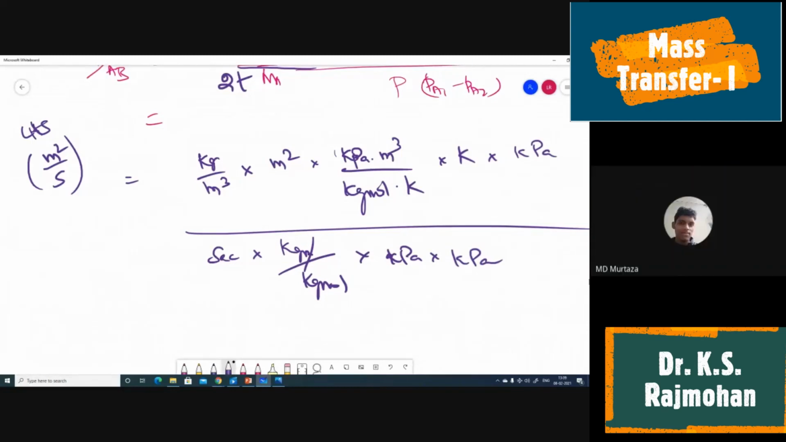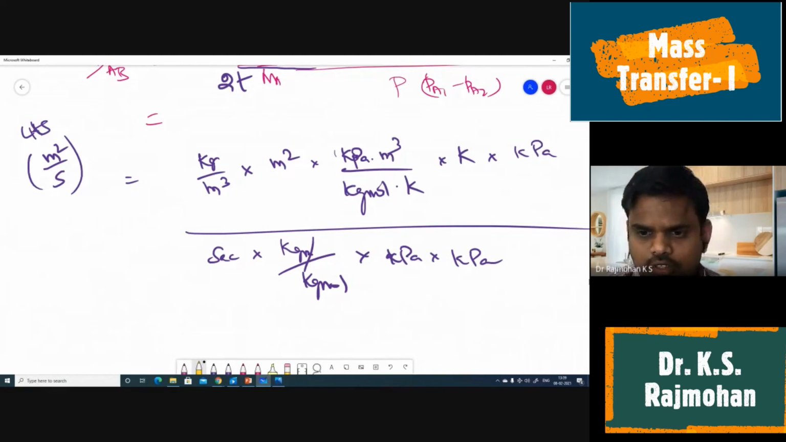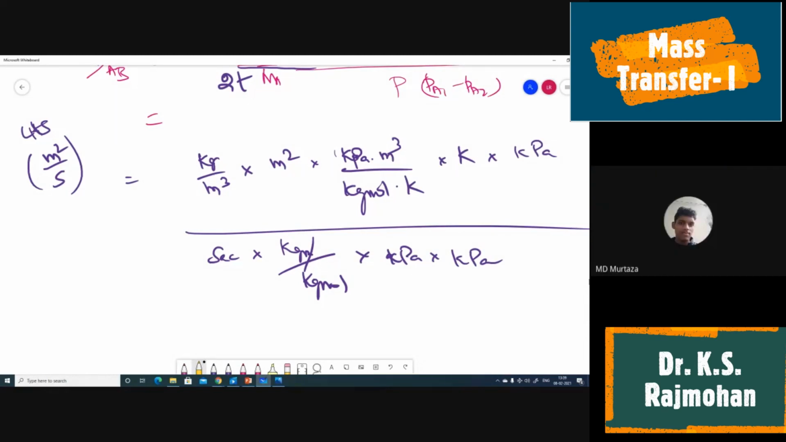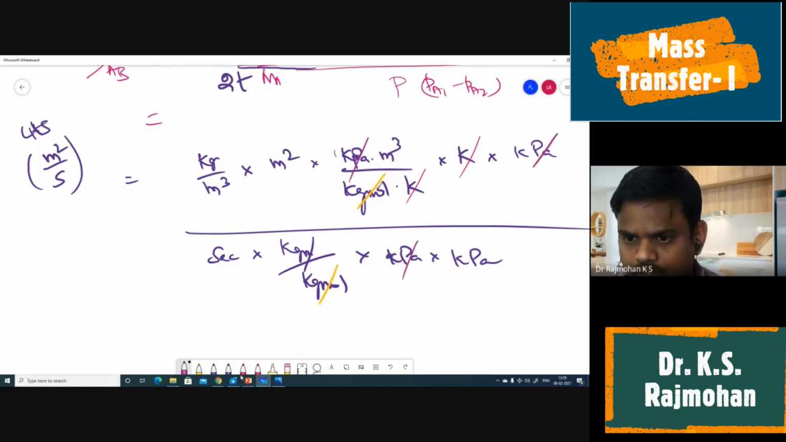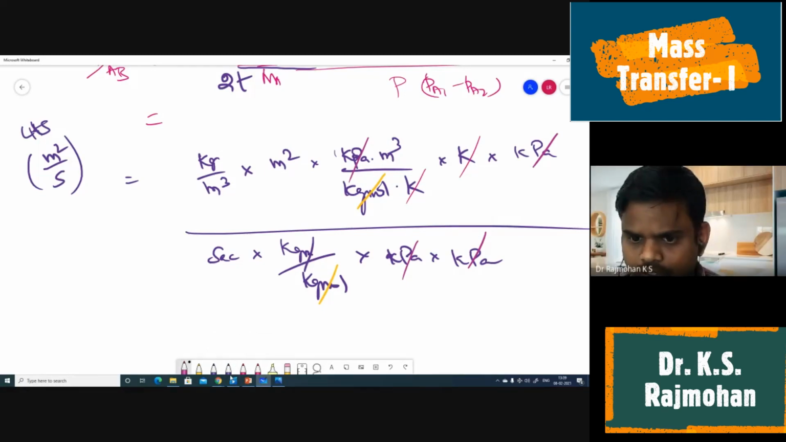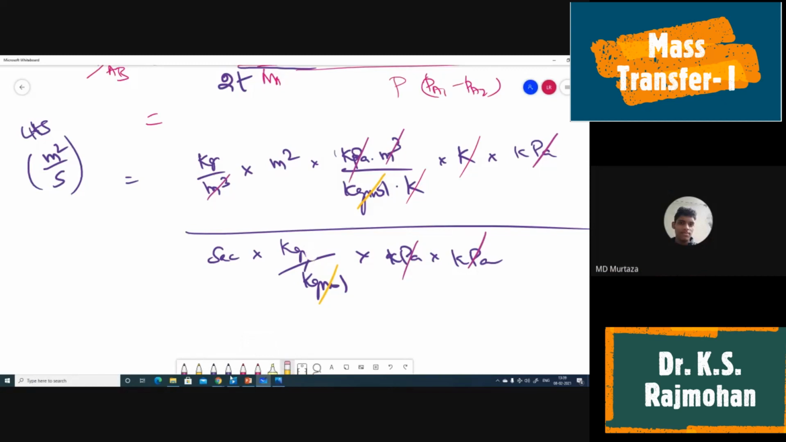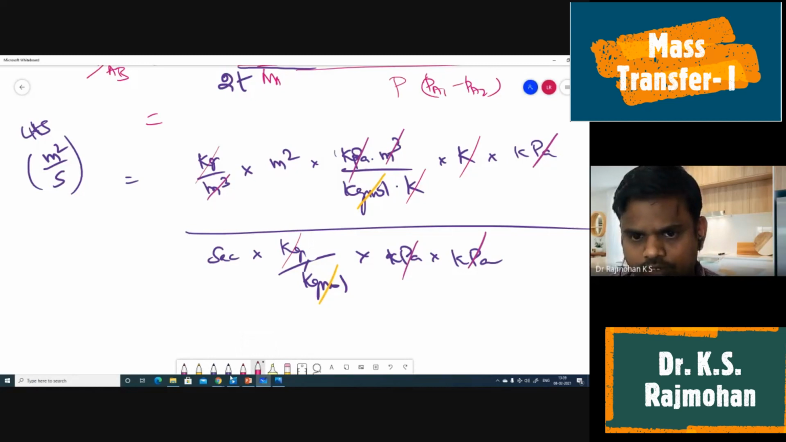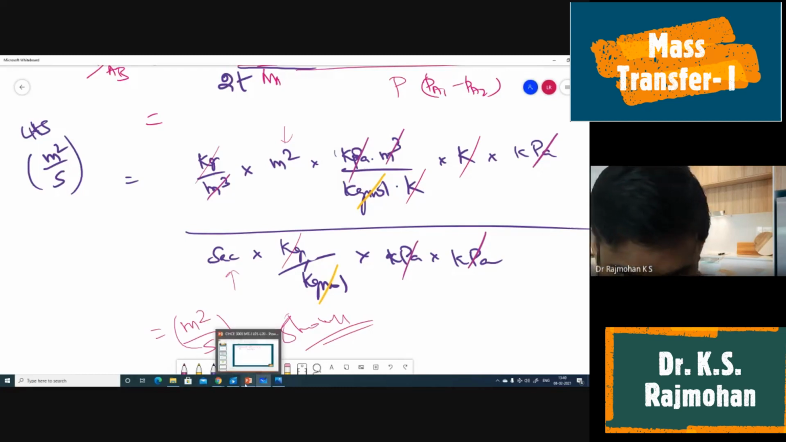Murtaza, you guide me how to cancel. Which one to cancel? Sir, the kg mole got cancelled. Kelvin, Kelvin cancels. Kilopascal: there are 2 kilopascal in the numerator and 2 kilopascal in the denominator. Sir, meter square by meter cube gives 1 by meter. Here meter square is there, here meter cube is there, so meter square and meter cube get cancelled. Next, kg to kg will cancel. So what is left out? Meter square per second. So we have meter square per second as the unit of DAB shown. All of you got it?